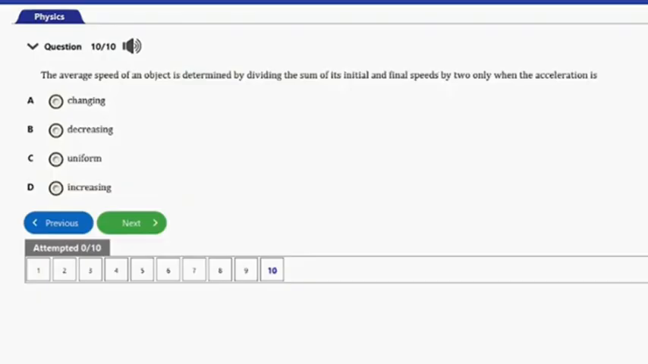So the next question we have here is question number 10. It says, the average speed of an object is determined by dividing the sum of its initial and final speeds by 2 only when the acceleration is A, changing, B, decreasing, C, uniform, D, increasing. So guys, the answer to this question is option C here, uniform. So when you have a uniform acceleration, the average speed of an object can be determined by dividing the sum of its initial and final speeds by 2. So that's it for this question, and this is where we end this video for today, guys.